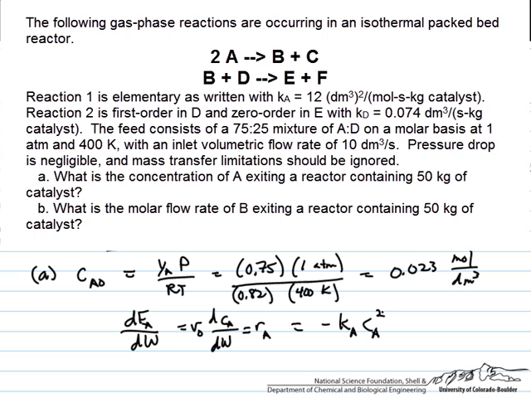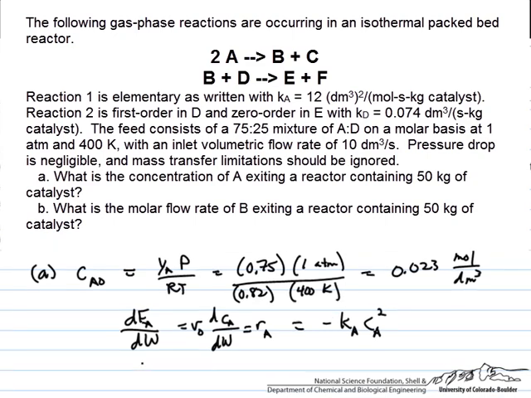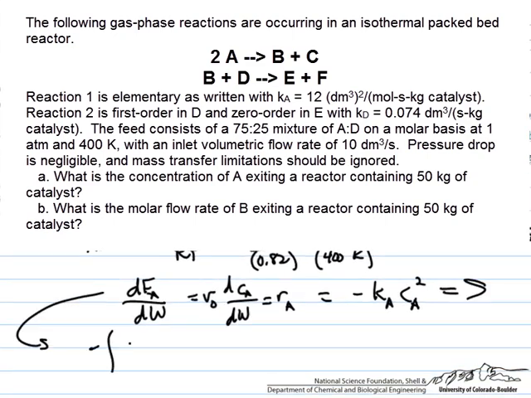Now we just need to separate variables and integrate both sides of the expression. So we pull the dW over to the right-hand side. We divide through by CA squared, and pull a negative sign over here too. We can say dCA over CA squared, integrating from CA naught to CA, is equal to KA divided by the volumetric flow rate, where I pulled that term over to this side, dW. We can integrate that from the start of the reactor, where there's no catalyst that's been seen by the fluid, to the end, where it's seen W.